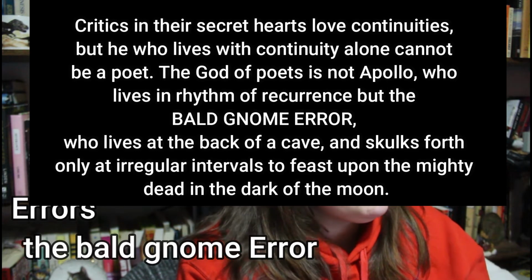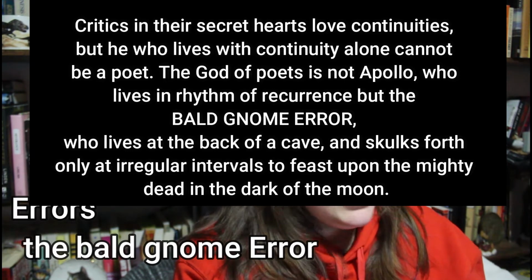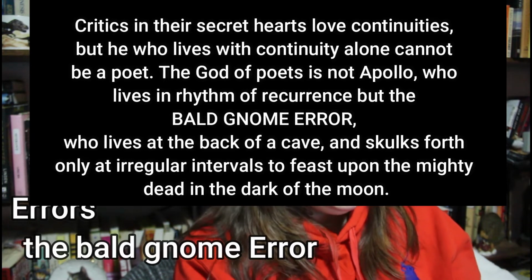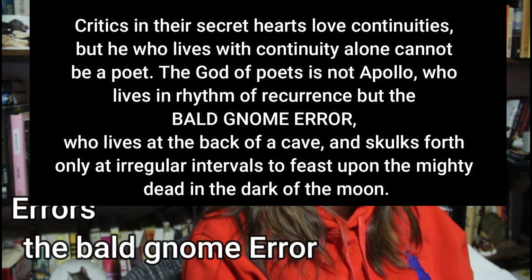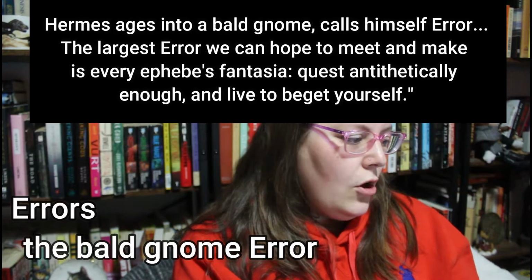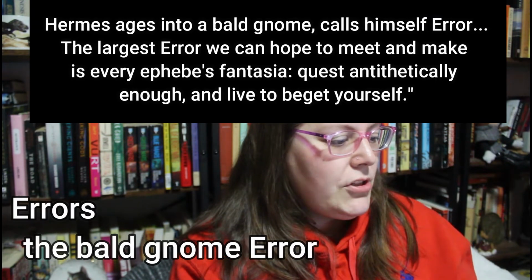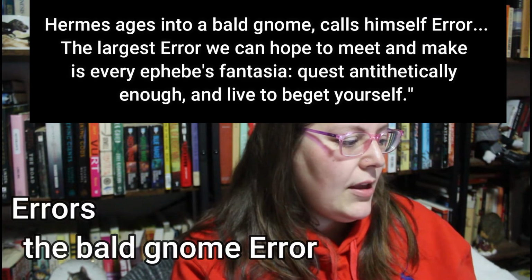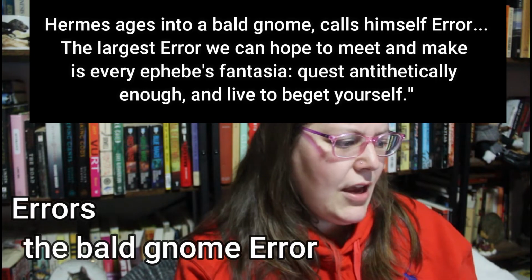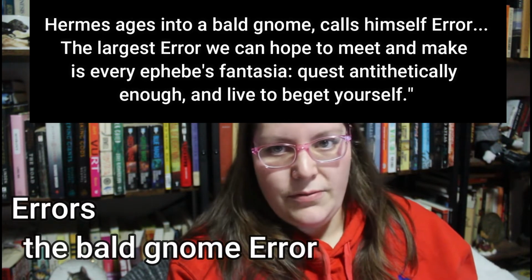Critics, in their secret hearts, love continuities, but he who lives with continuity alone cannot be a poet. The god of poets is not Apollo, who lives in rhythm of recurrence, but the bald gnome error, who lives at the back of the cave and skulks forth only at irregular intervals to feast upon the mighty dead in the dark of the moon. Hermes ages into a bald gnome, calls himself Error. The largest error we can hope to meet and make is every Ephebe's fantasia: quest antithetically enough and live to beget yourself."